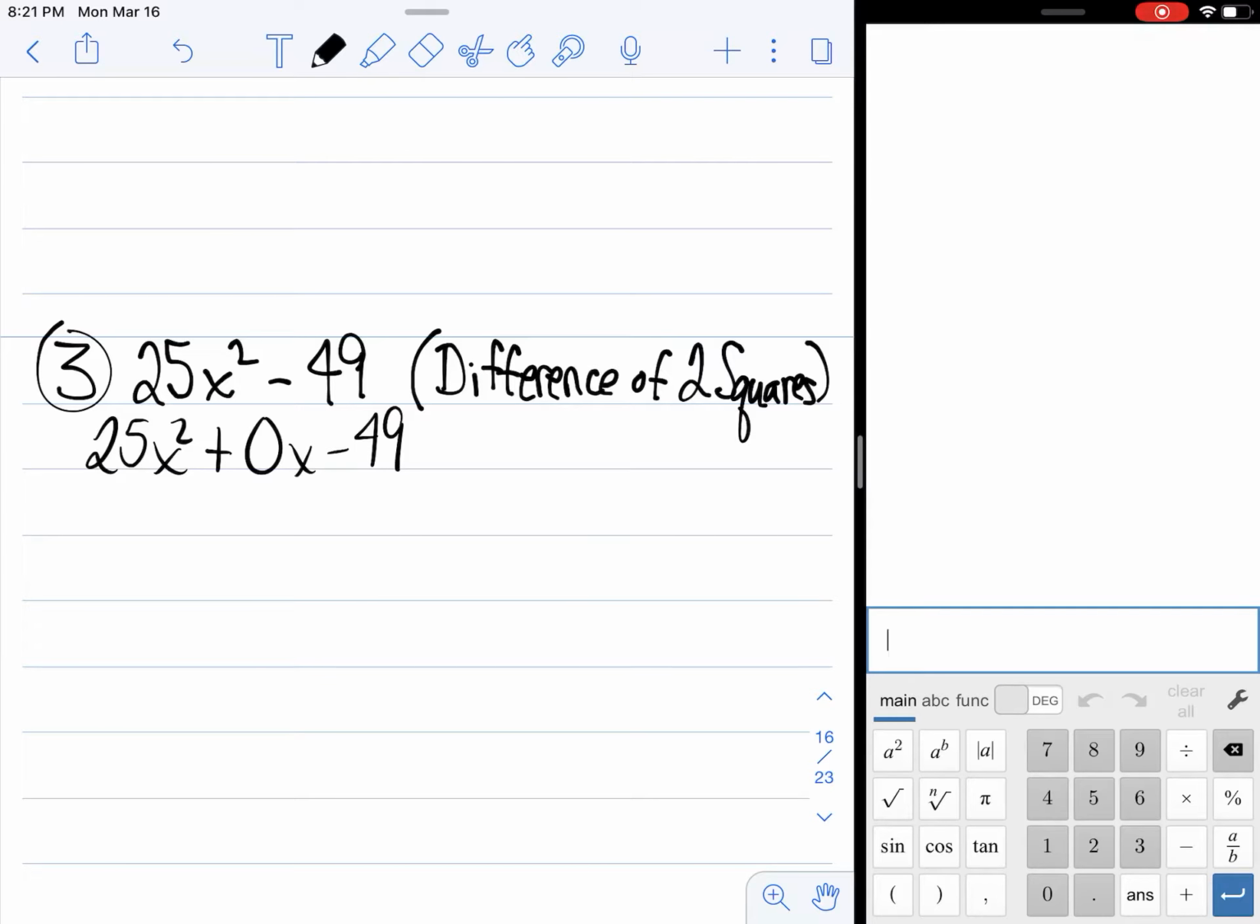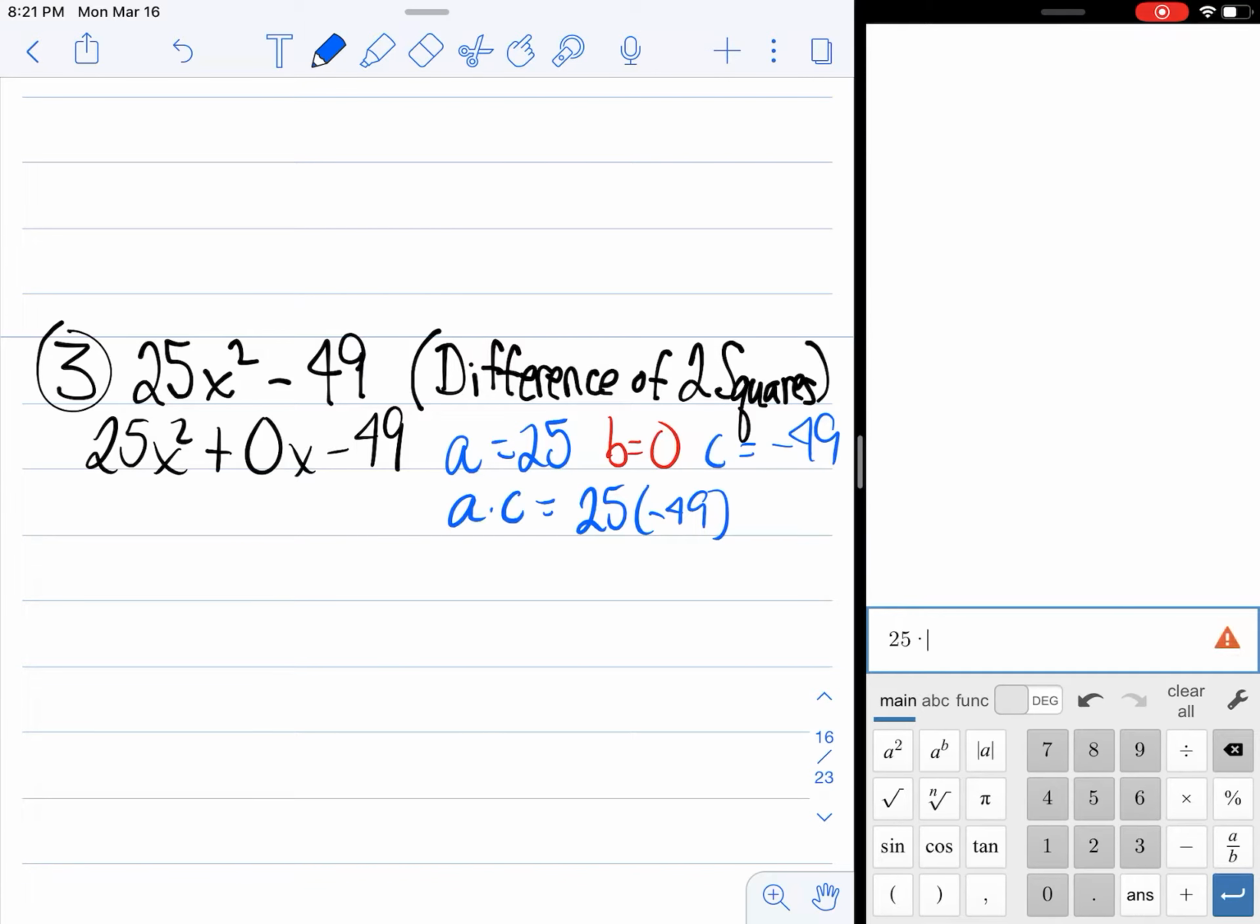All right. So the reason why I'm doing this is you guys have probably figured out 25 times 49 is a pretty large number. So we're going to have A is 25. B is 0, and C is negative 49. So A times C is 25 times negative 49. And this is really the only downfall we have to problems like this, is that there's just large numbers sometimes.